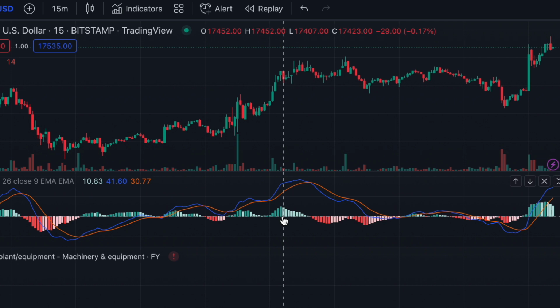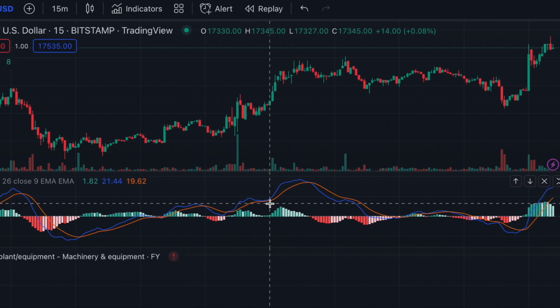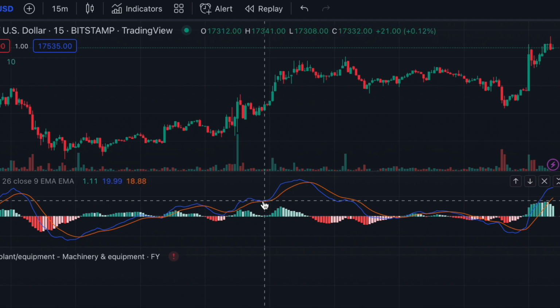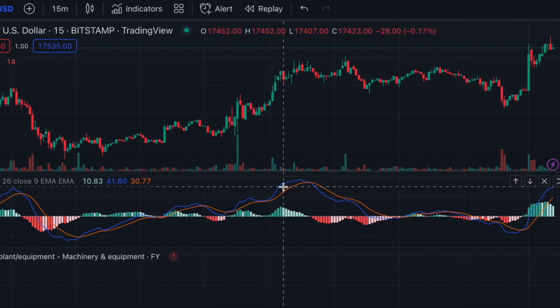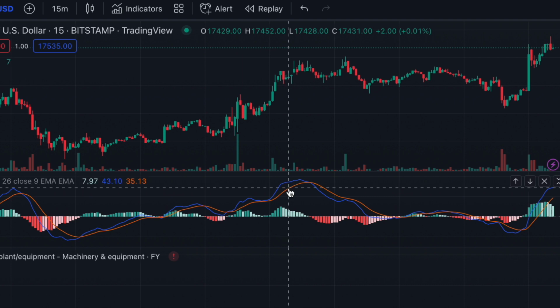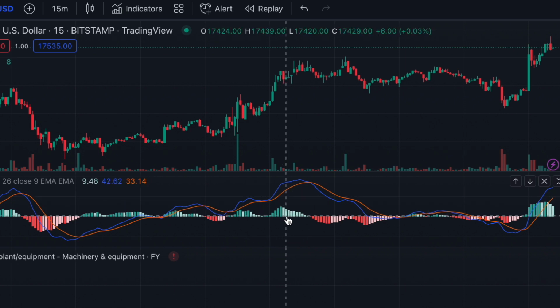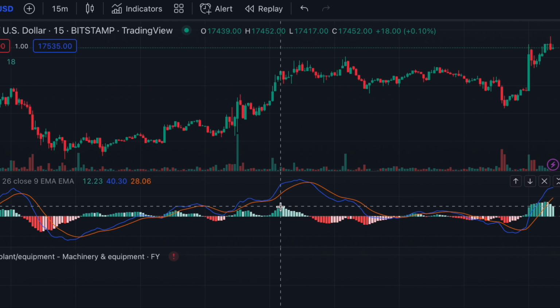The histogram, on the other hand, everyone knows what a histogram is, but the smaller the spacing between the lines of the MACD, so for instance, right here, you have a very small spacing between the signal and the MACD lines, that means there's not that much volume. That means we have a small histogram. When there's a big spacing, for instance, between the MACD, which is blue, and the signal line, which is orange, you have a large spacing. That means we have a large histogram and lots of volume is going into the market.